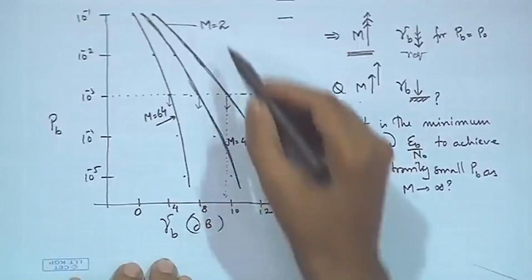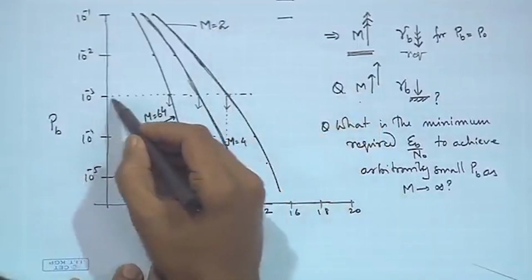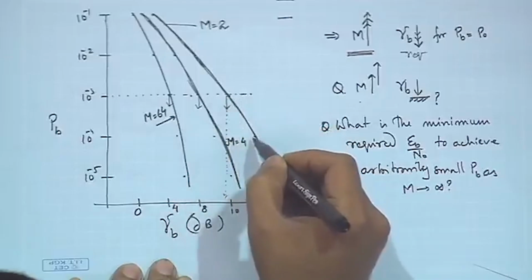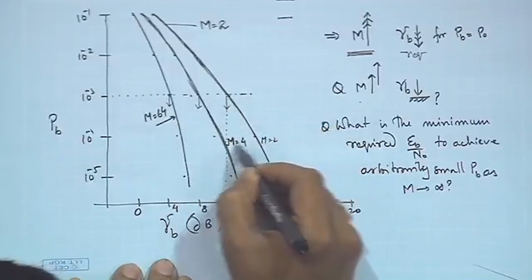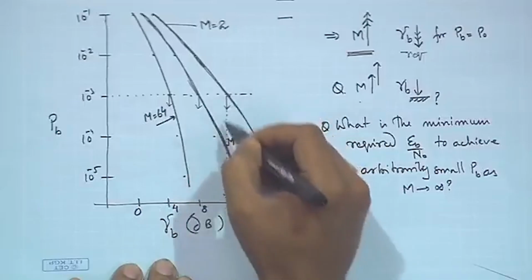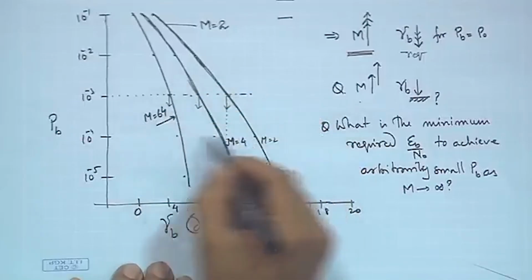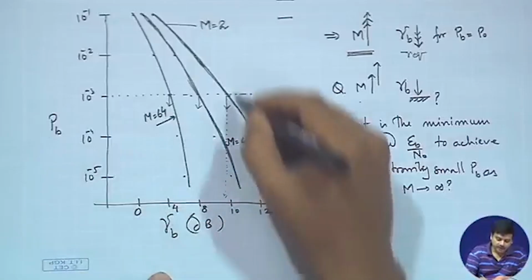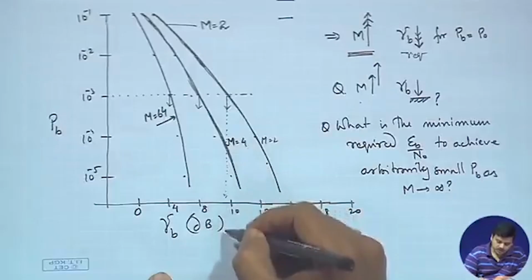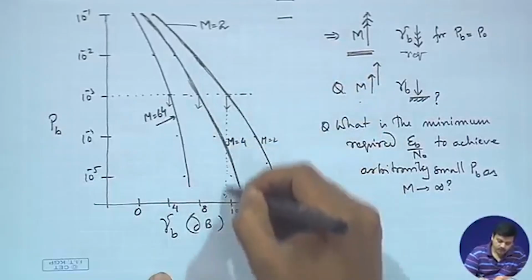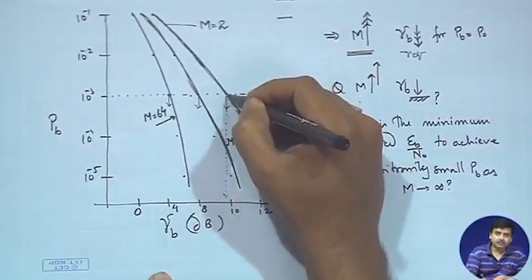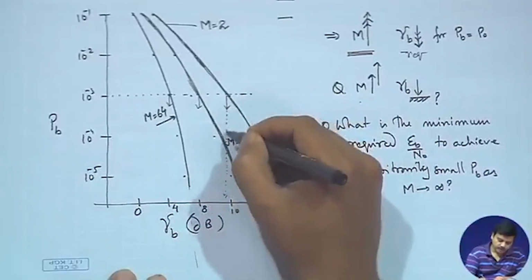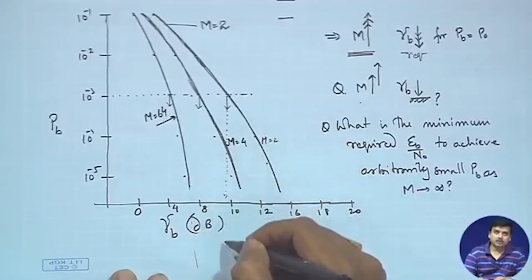As we increase the constellation size, if we keep a constant PB and increase M from M equals 2 to 4 to 64, the required Eb/N0 decreases, right. On the other hand, if we view it in a different way, keeping a constant Eb/N0 and increasing M from 2 to 4 to 64, what we find is that PB keeps on decreasing.